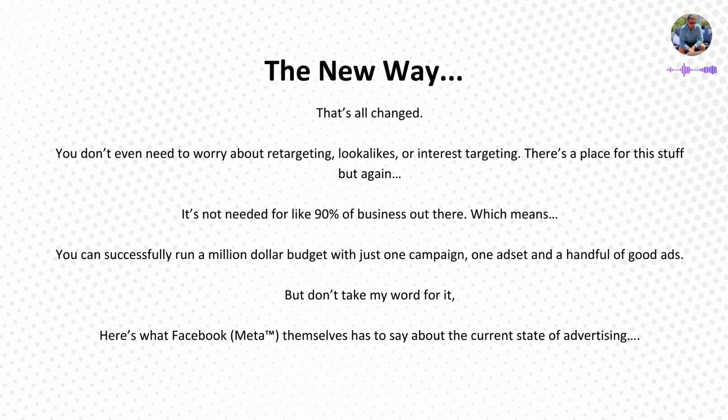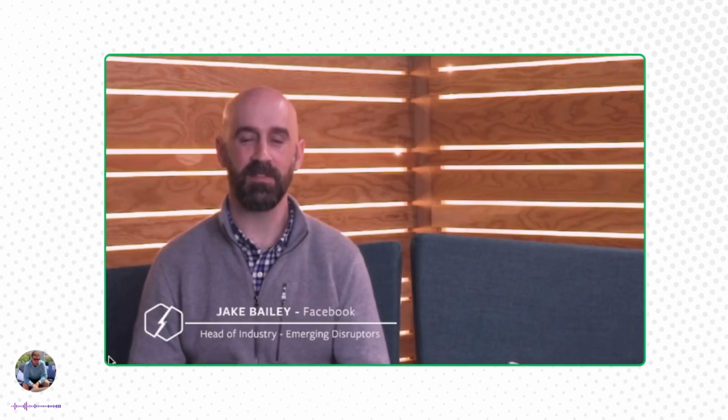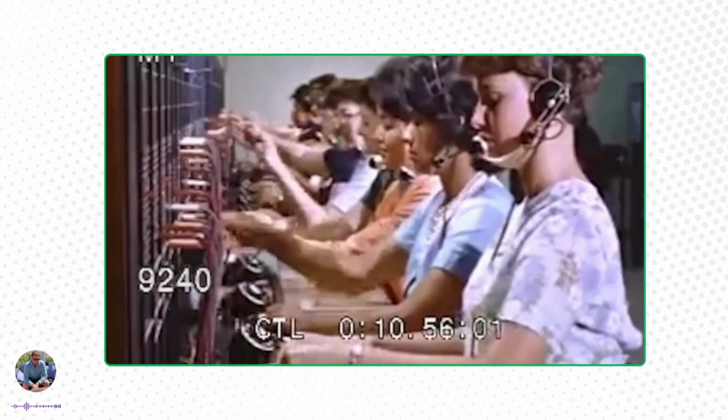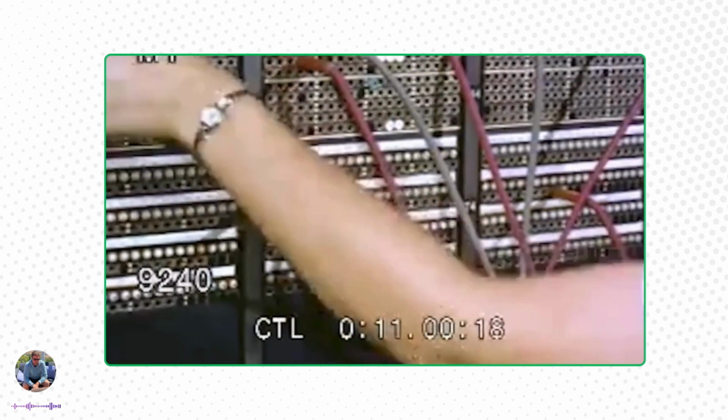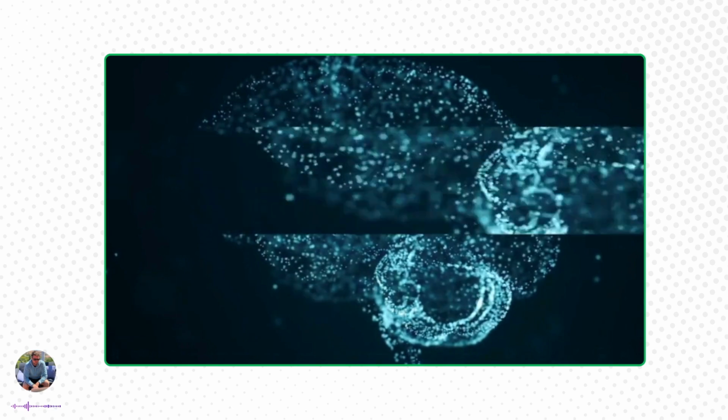Here's what Facebook or Meta themselves has to say about the current state of advertising. Hi, my name is Jake Bailey. I'm the head of industry for the emerging disruptors vertical at Facebook. Historically, the best performance marketers, or those that were working on online conversions, were the ones that were best with manually turning the knobs and the levers to target very specific audiences that they knew were part of their core customer base. But what we shifted to, and an inflection point we've already passed, is that disruptors are embracing machine learning to do all of that stuff on the fly for them.